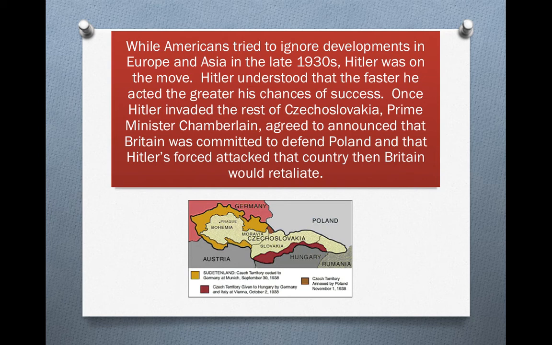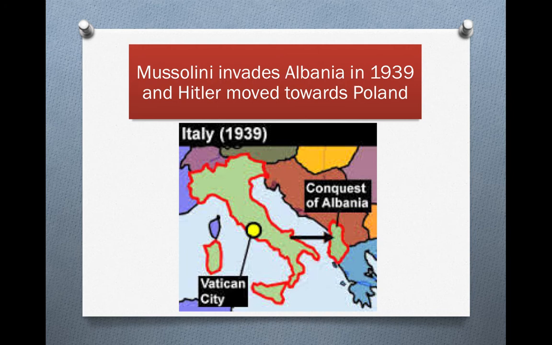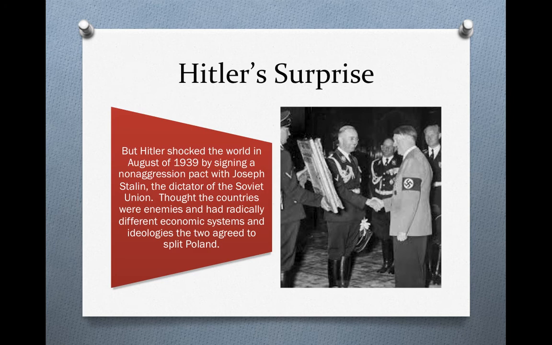And so here you can see that the yellow in the map is the Sudetenland, which starts to border Poland. So they're just working their way and taking over more and more land. Now, Mussolini, a year later, is going to invade Albania, and that's when Hitler moves towards Poland.